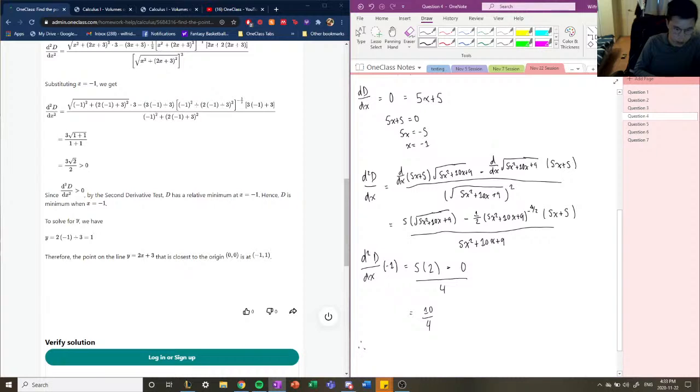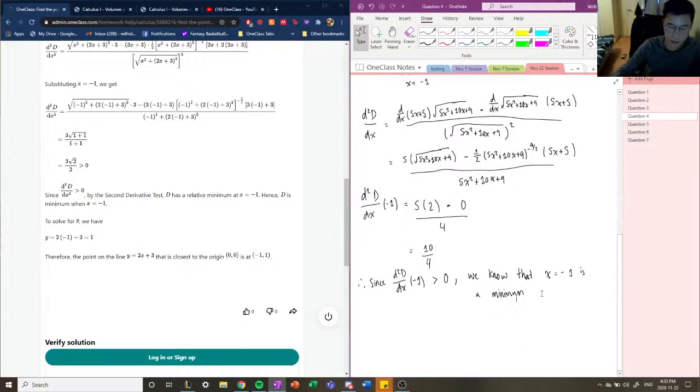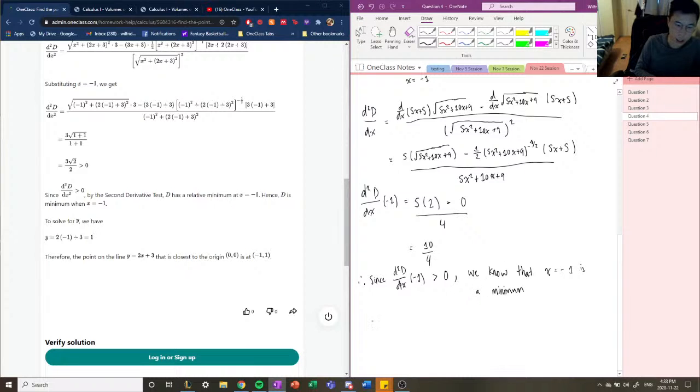So let's write a concluding statement here. Since d''(-1) is greater than 0, we know that x equals -1 is a minimum. Okay, so now the final piece of the puzzle is to calculate what this is. x equals -1 is on the line, so we're just going to plug it into our equation here. So y equals 2 times -1 plus 3, and that equals 1. So now we know that (-1, 1) is the closest point to the origin. Okay.